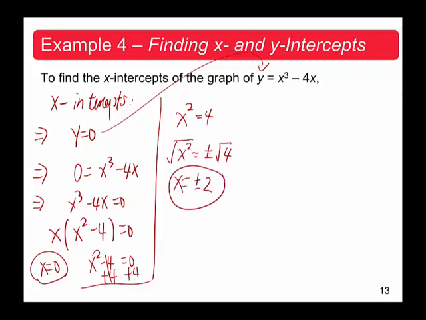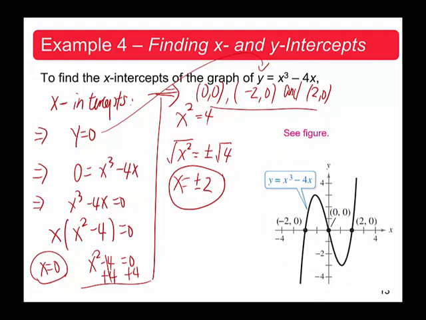Okay. And basically we have three x-intercepts. If you want to list them, those three x-intercepts will be 0, 0. The second one will be -2, 0. And the third one is 2, 0. Okay, three x-intercepts in this case. As you can see from the graph, we have three x-intercepts: 1, 2, 3, there you go.